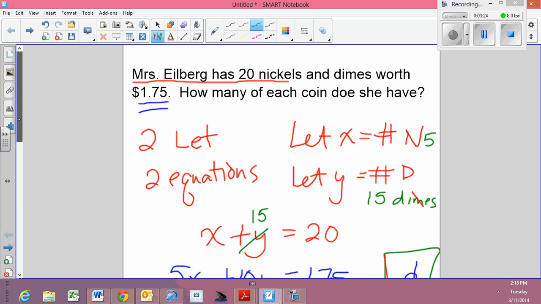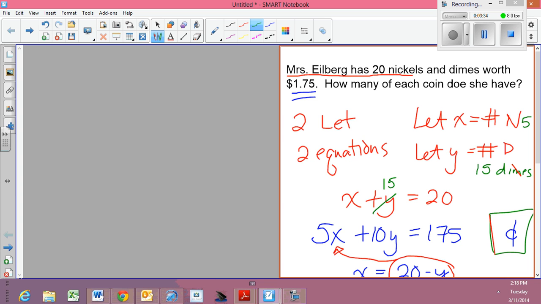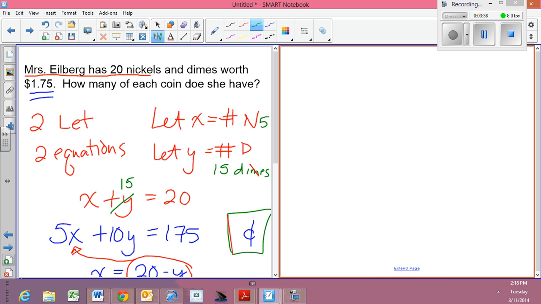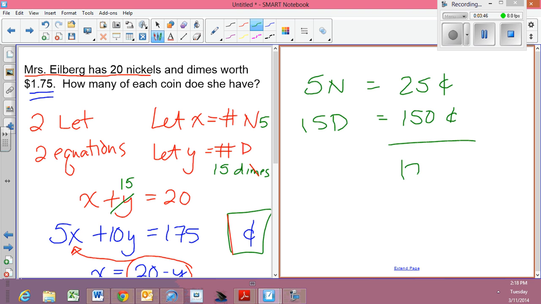Now, the way you check if you're right is you go back and ask yourself, okay, if I have 5 nickels and 15 dimes, do I really have $1.75? So 5 nickels would be worth 25 cents. My 15 dimes would be worth 150 cents. So yes, I do have 175 cents. You always want to check your answers against the words in the word problem, not in your equations, because if you've made a mistake writing your equations, you're not going to find your mistake.